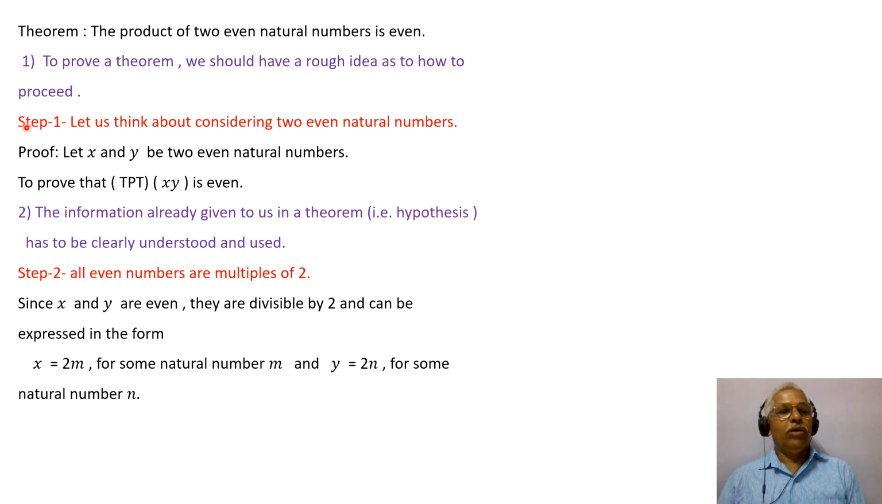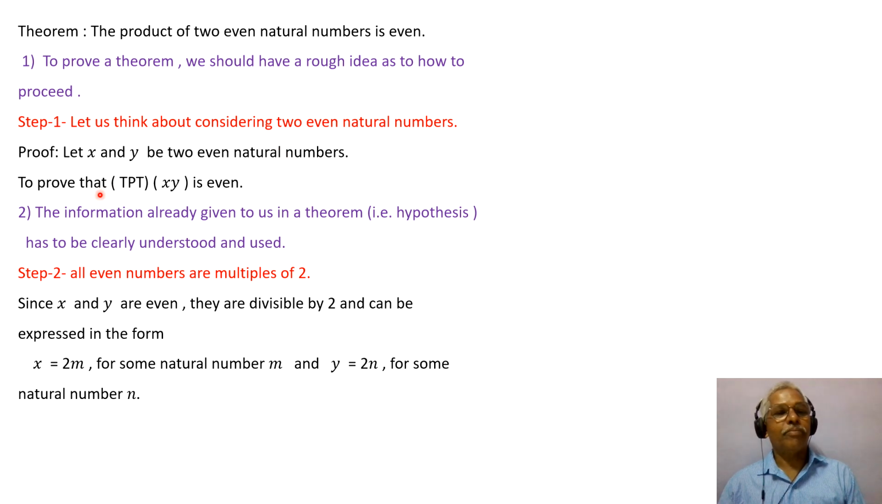So step one, let us think about considering two even natural numbers, because we have to proceed and we should have some idea. We are dealing with even natural numbers, so we will consider two even natural numbers. The proof: let x and y be two even natural numbers. See, this is how we have proceeded, to prove that xy is even.